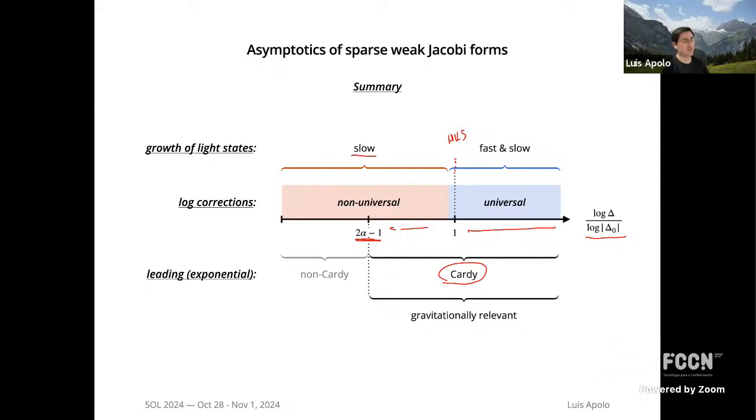So the regimes of this weak Jacobi form that are relevant in the gravitational context are shown here in this plot. And this case here turns out to be, well, even though it's right on this line where you cannot quite get the Cardy formula with the right coefficient, it turns out to still be relevant in extracting the log corrections to the entropy of certain black holes.